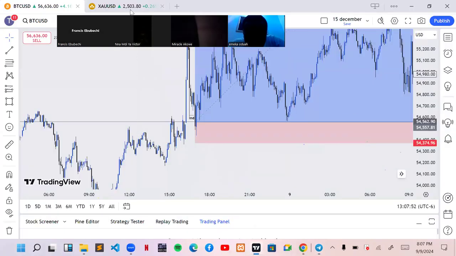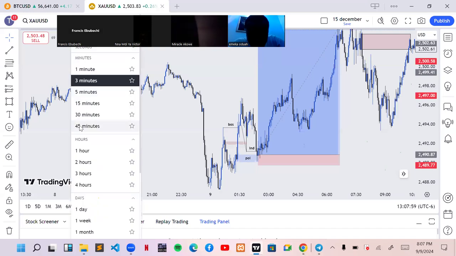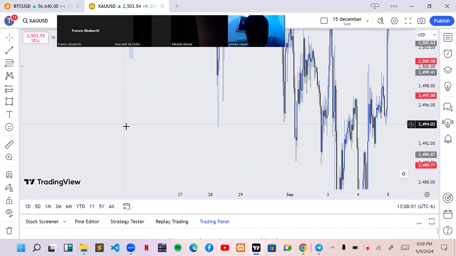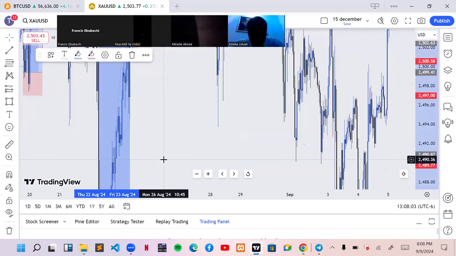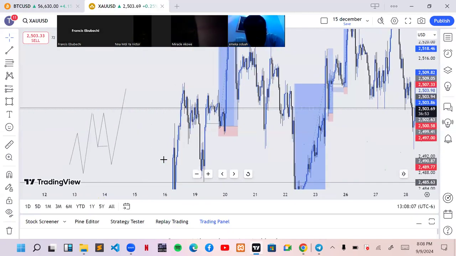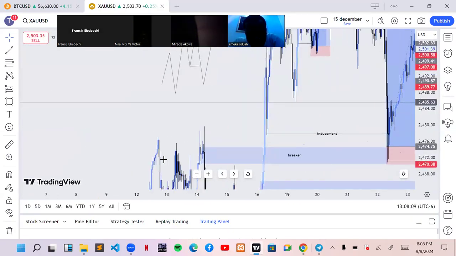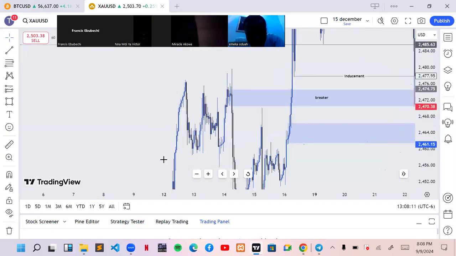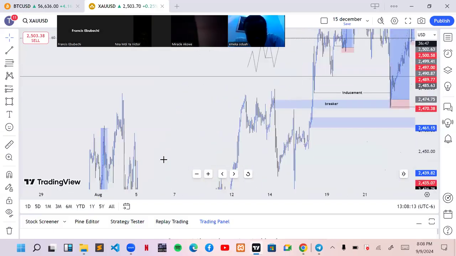Let me find an example of using an order block and then an example of using a breaker block. I've already given an example of when you make use of a breaker block on gold. Multiple examples, actually, on gold making use of a breaker block. This example of a breaker block here.